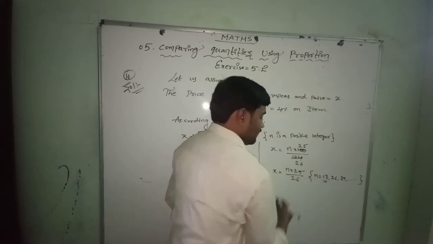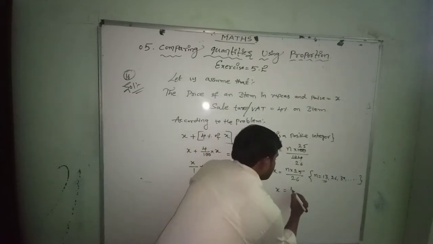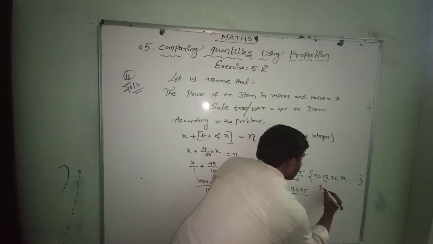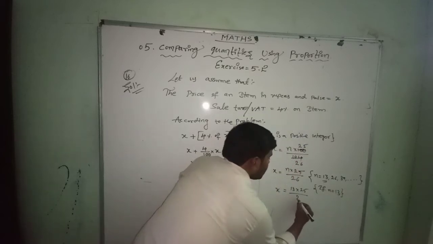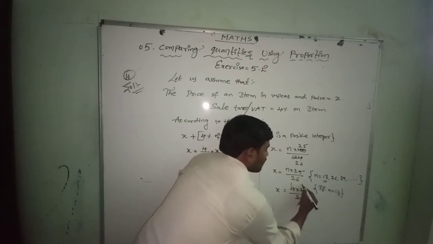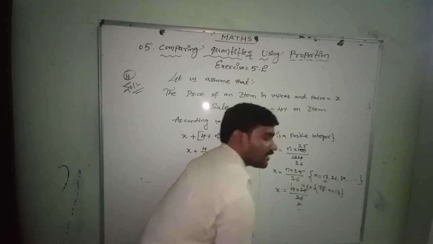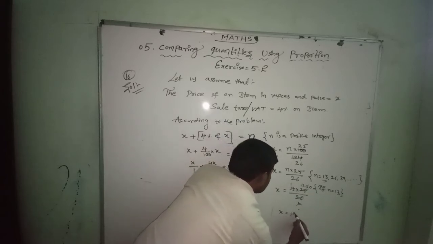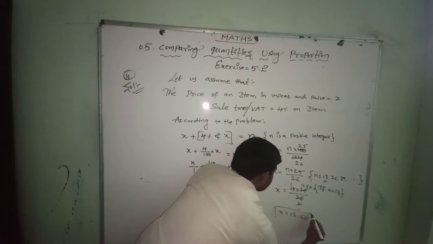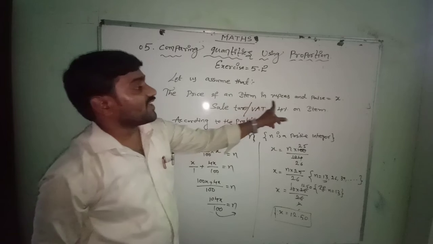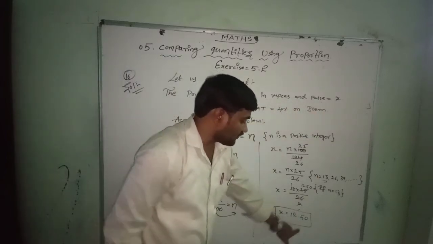Suppose let me take 13 here. What happens? x equal to 13 into 25 by 26 if n equal to 13. See, 13 ones are 13, 13 twos are 26, so it is 12.50, nothing but half of 25, that is 12 rupees 50 paisa. Then x equal to 12 rupees 50 paisa. Then the price of an item in rupees and paisa is 12 rupees 50 paisa.